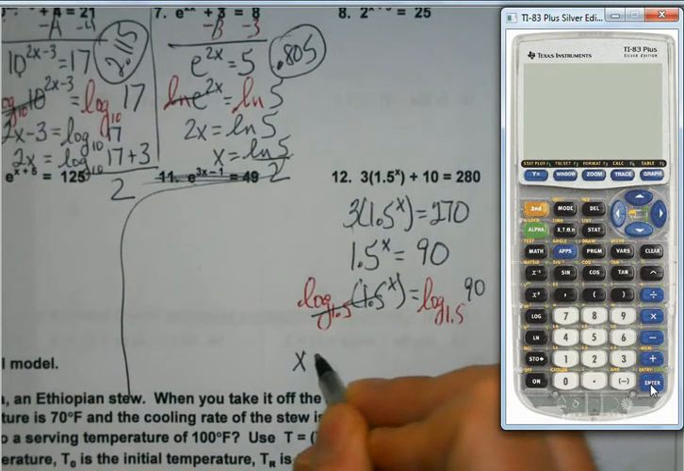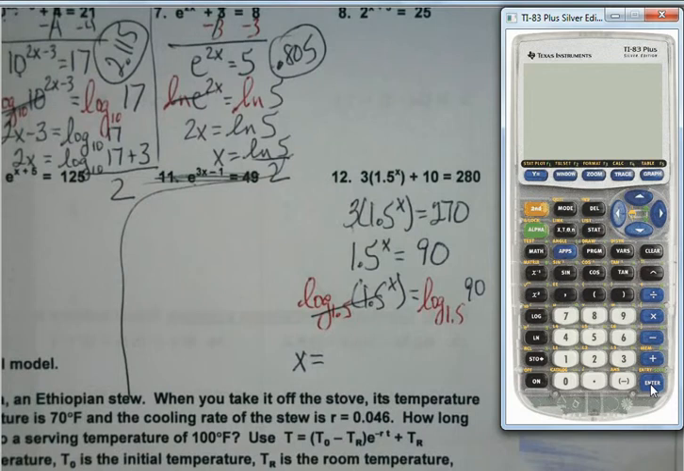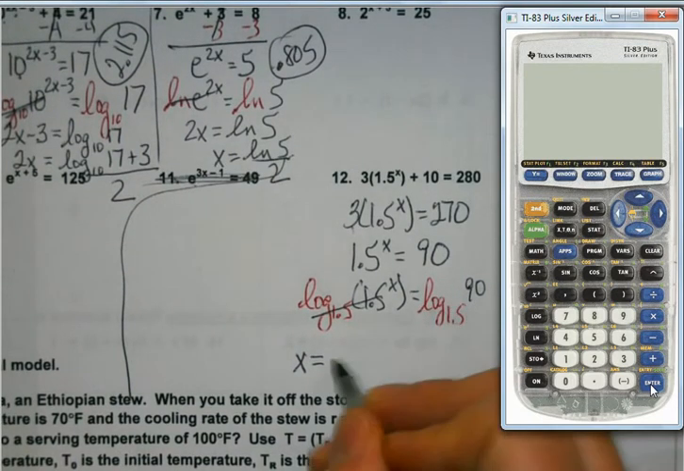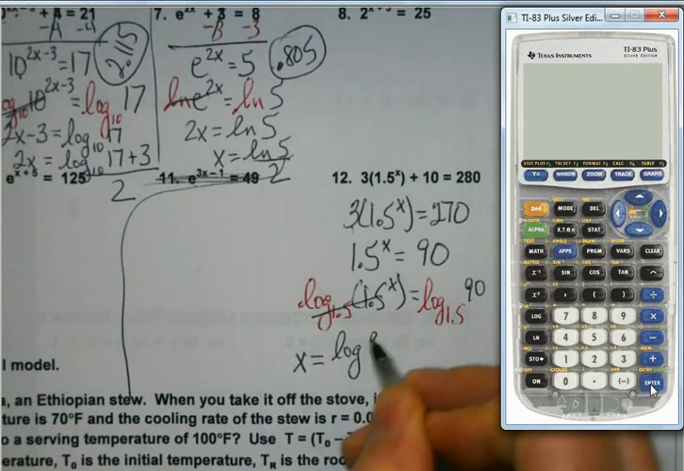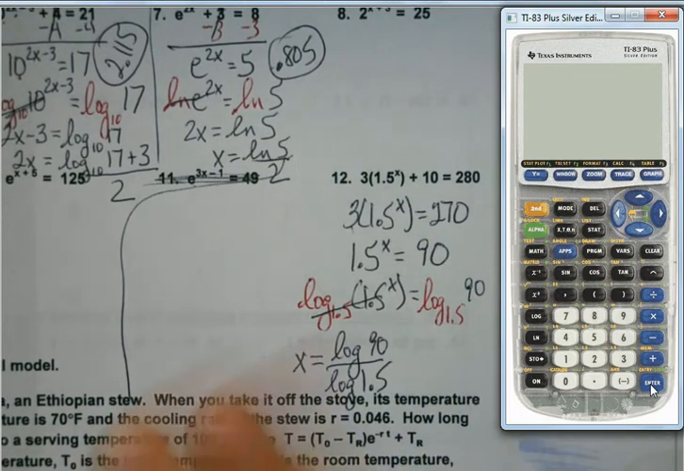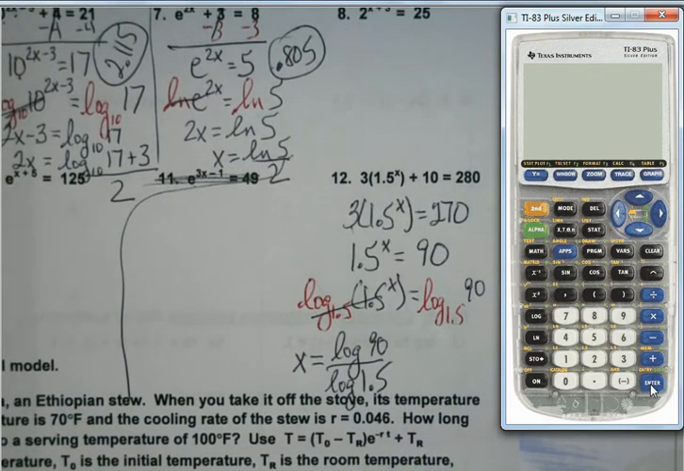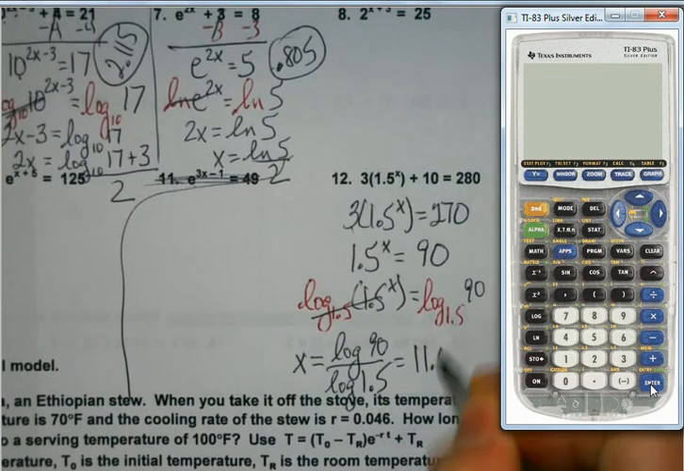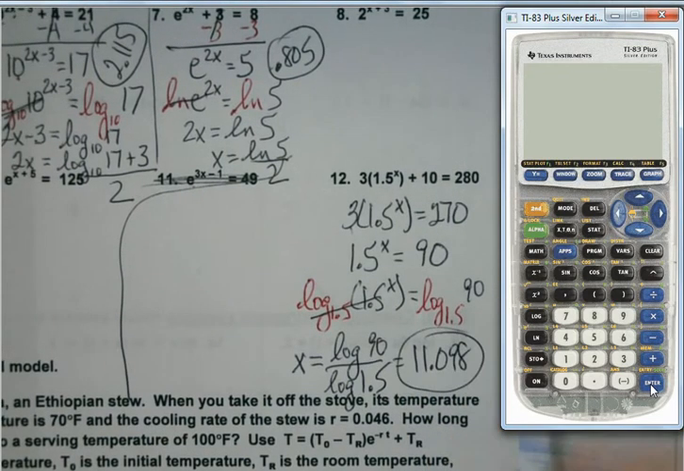We're actually going to be able to fit this all in one spot. And all I've got to do now is take this log and do change of base. So log of 90 divided by log of 1.5. And again, make sure you close your parentheses after the 90, or that can get you in all sorts of trouble here again. 11.098. I agree.